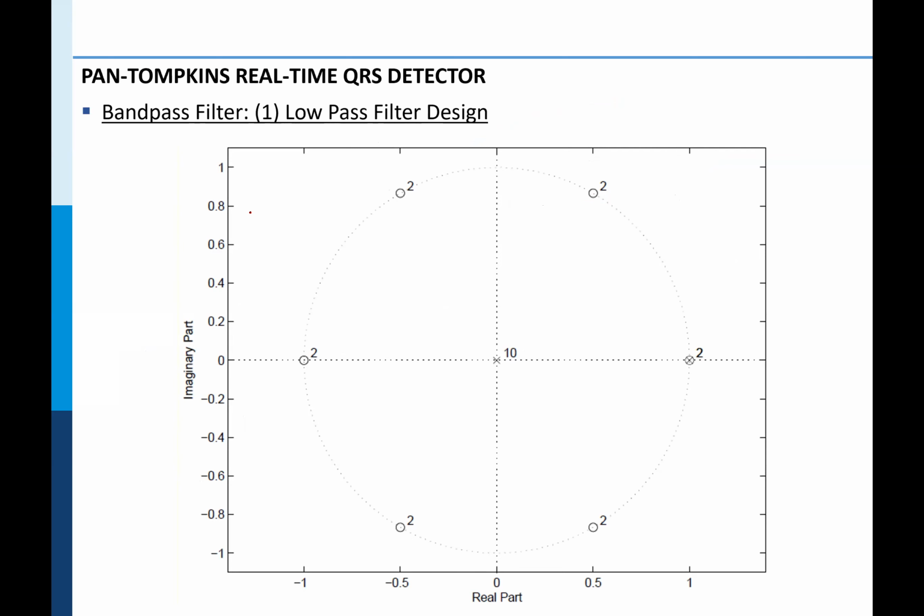And in terms of the pole-zero diagram, this is how it looks for the low-pass filter design for the first stage of the Pan-Tompkins filtering process. The locations of the zeros are shown to you, and also the locations of the poles are shown by the cross symbol.